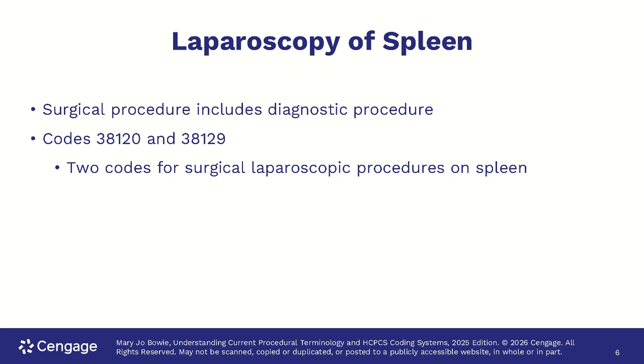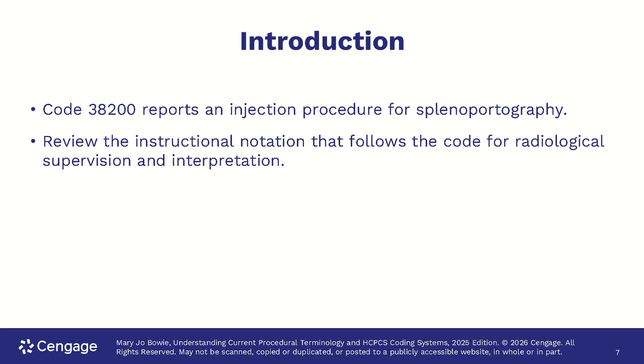All right, laparoscopy of the spleen. There are notes that appear everywhere, and it tells us that, you guessed it, surgical laparoscopy of the spleen includes the diagnostic procedure. There are 2 codes available in this family. The first one is for a surgical laparoscopic splenectomy, and then you have an unlisted laparoscopic procedure on the spleen.